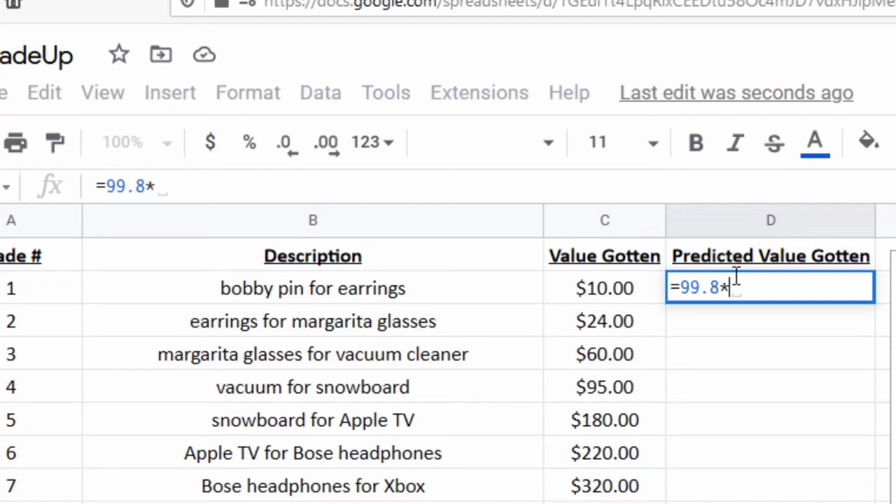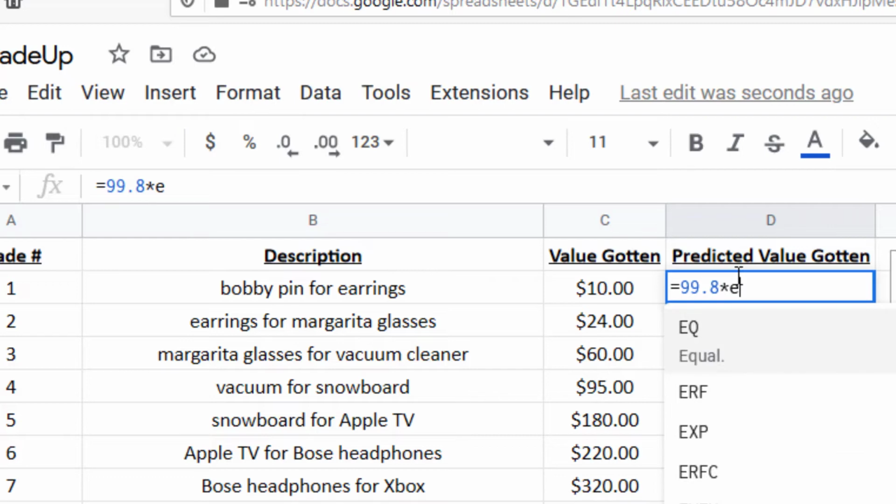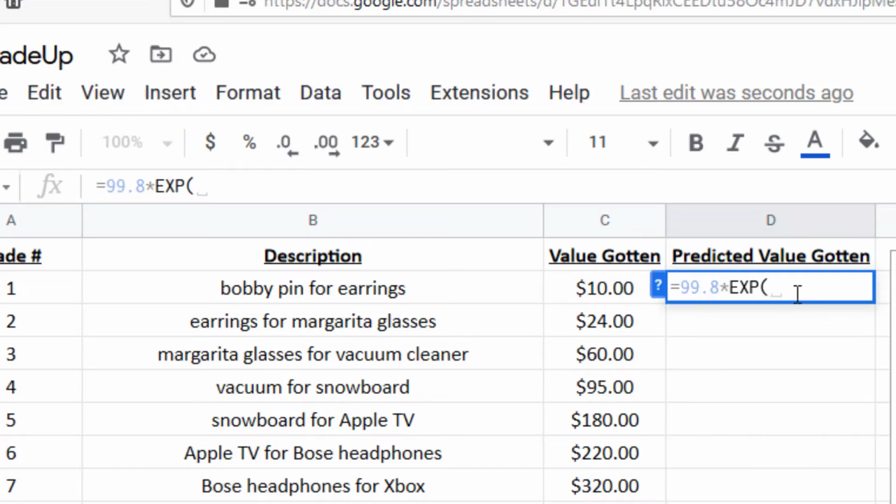Now you can't use e. Fortunately, e is a common number, but the function for it is, there it is, Euler's number. It's EXP, which stands for exponent, and it actually tells you right there, it's e raised to a power. So we're going to pick exponent. And notice how it starts with parentheses, which I absolutely love. I'll put a 0 there, 0.192 times.